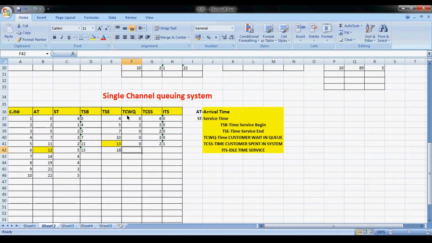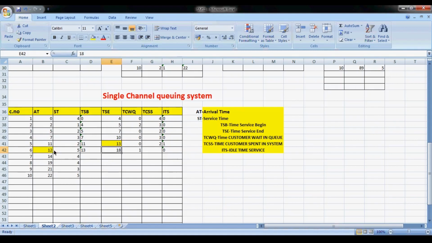Next, the customer waiting in a queue. The customer is coming at 12, the server is going to finish the operation at 13. Means the customer is waiting for the server to finish the operation for 1 minute. So the time customer waiting in a queue is 1 minute. Automatically, since the customer is waiting for the server, the server is not idle. So write down server idle time as 0. Next we need to find out time customer spent in a system. The time customer spent in a system can be calculated as time service end minus arrival time.